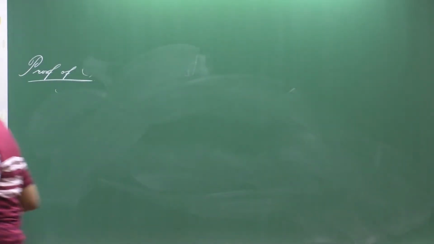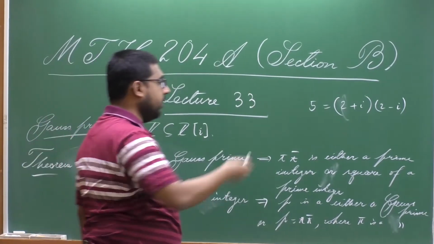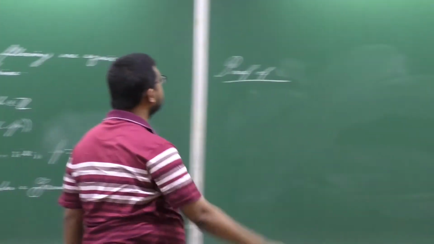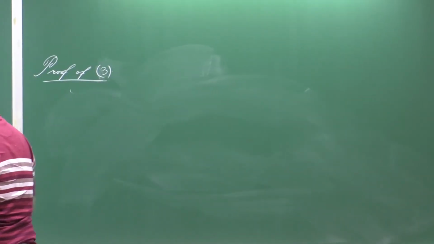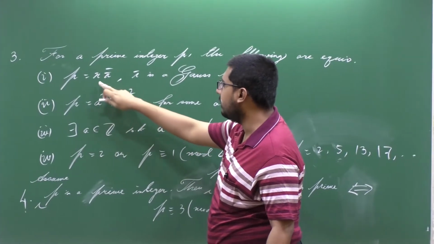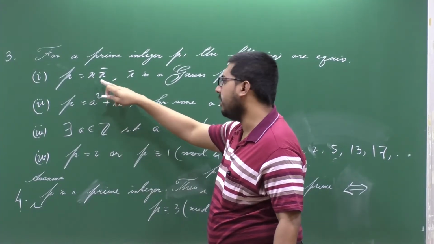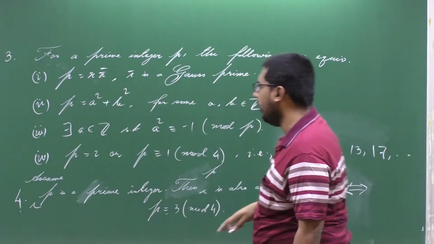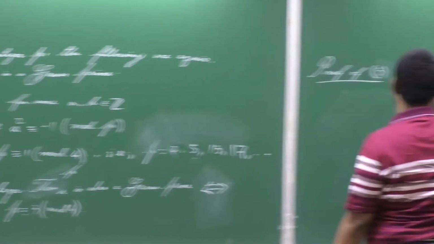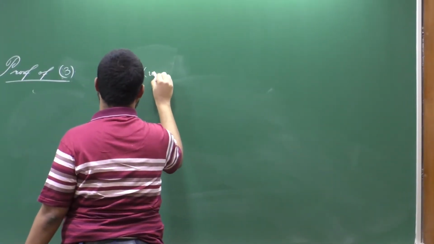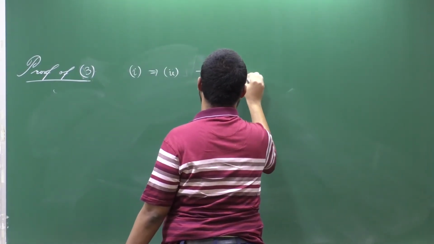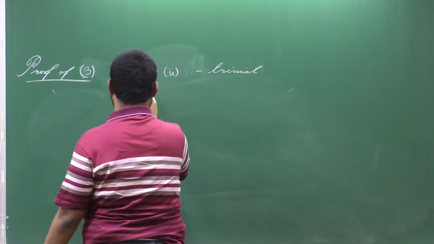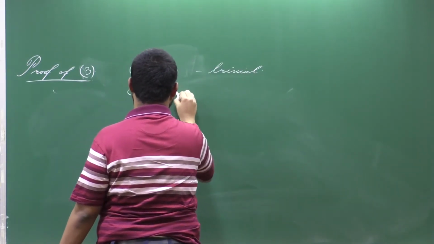Okay. For part 3, it's a bunch of 4 equivalent statements. One thing is clear: this implies this, because pi will be of the form a plus ib, hence the product will be a square plus b square. So, proof of 3, 1 implies 2 is trivial. Okay, 2 implies 1 is also quite easy.